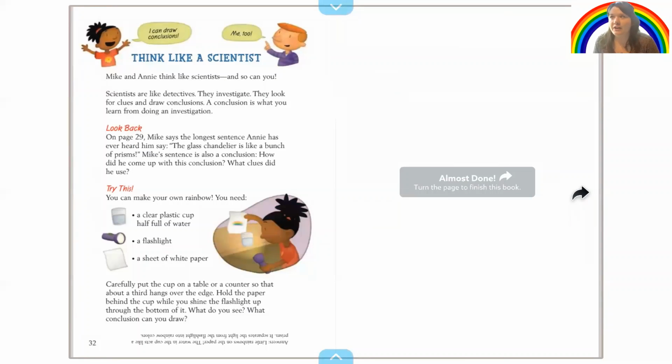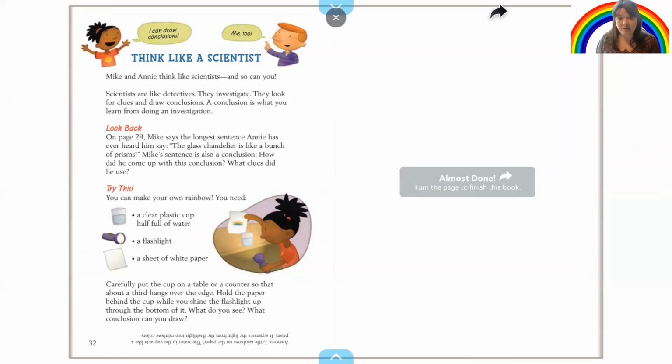So they figured out that the chandelier at Miss Reed's house was causing the rainbows to show up. And now they kind of say to have the paper or the project that we did, and theirs is a little different. So we need a clear plastic cup or glass half full of water, a flashlight, a sheet of white paper. Carefully put the cup on a table or a counter so that a third of it hangs over the edge. Hold the paper behind the cup while you shine the flashlight up through the bottom of it. What do you see? What conclusions can you draw?